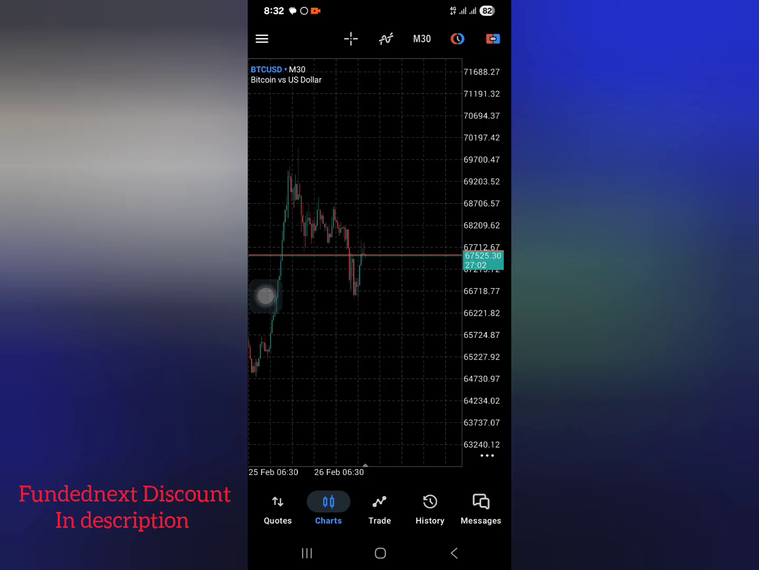MT5 and MT4, we need to place a trade, guys, it is like that here.